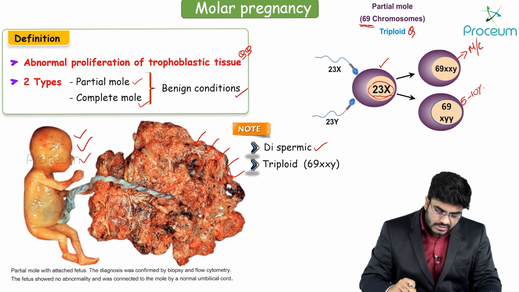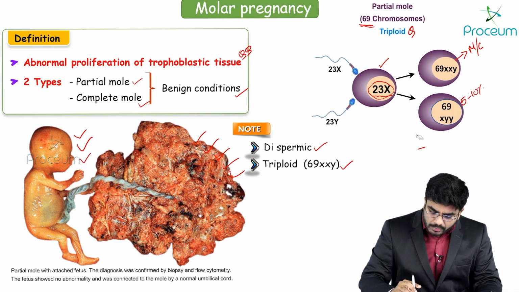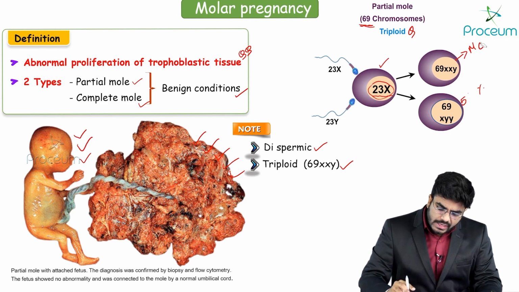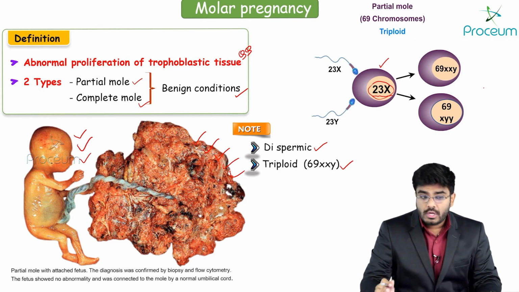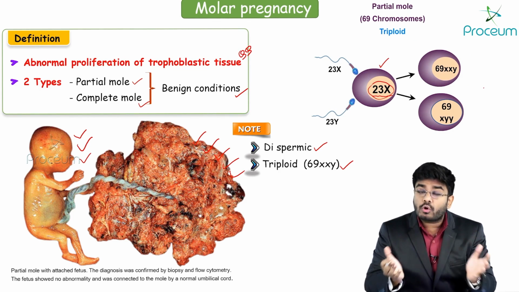69XXY is the most common karyotype. It's a triploidy condition. Instead of 46 chromosomes, here there are 69 chromosomes, so there is extra genetic material, extra chromosomal material.